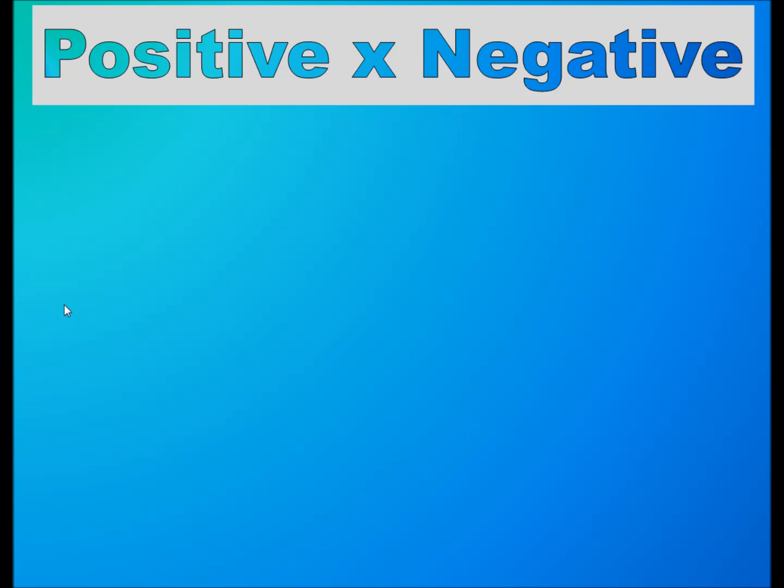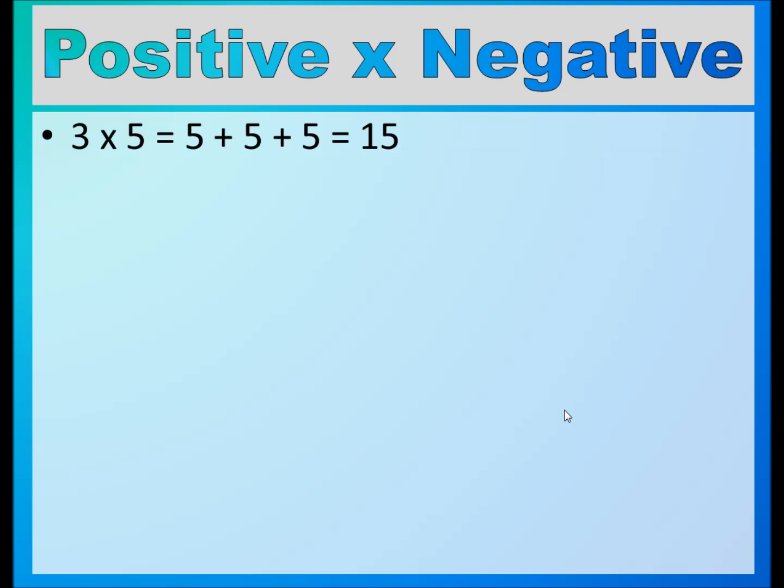Let's now talk about what happens when you have positive times negative. 3 times 5 is equal to 5 plus 5 plus 5. So that's using repeating addition. We have 3 5s, and that is equal to 15.